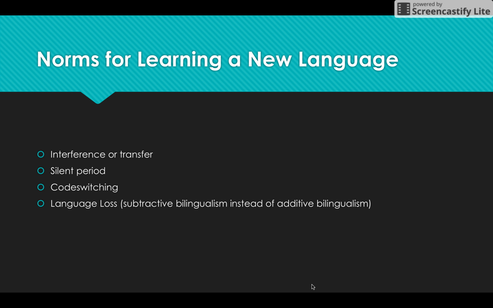You want them to have additive bilingualism, which means that they're maintaining their L1 while they're also learning their L2. And this would be that a student is reading still in Spanish and learning to read in English. They don't just completely stop reading in Spanish. They continue to read in both languages, or write in both languages, and communicate in both languages.